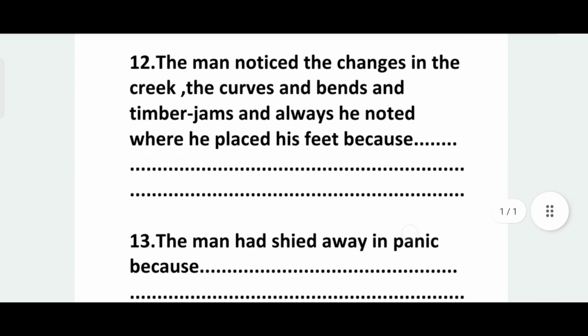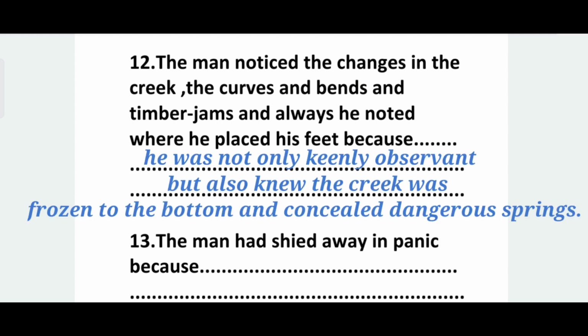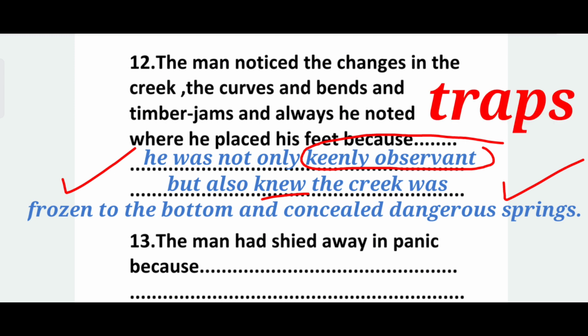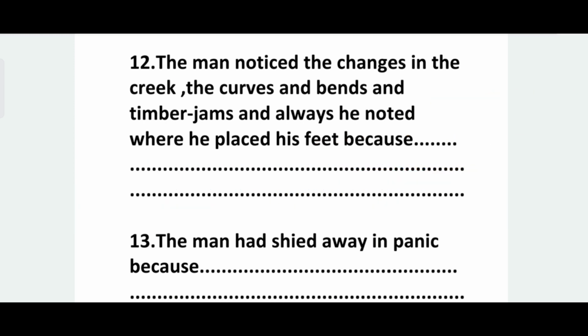The man noticed the changes in the creek, the curves and bends and timber jams, and always he noted where he placed his feet because he was not only keenly observant but also knew the creek was frozen to the bottom and concealed dangerous springs. He was not only keenly observant, very, very important, and knew, and what did he know? The creek was frozen to the bottom and concealed dangerous springs, the traps.